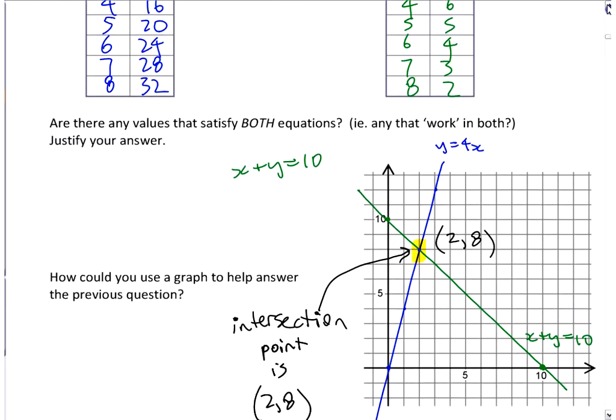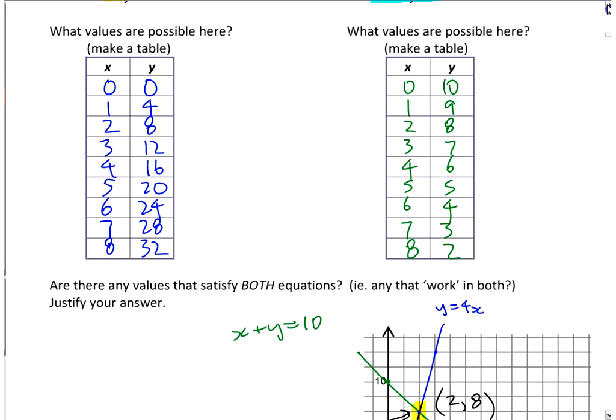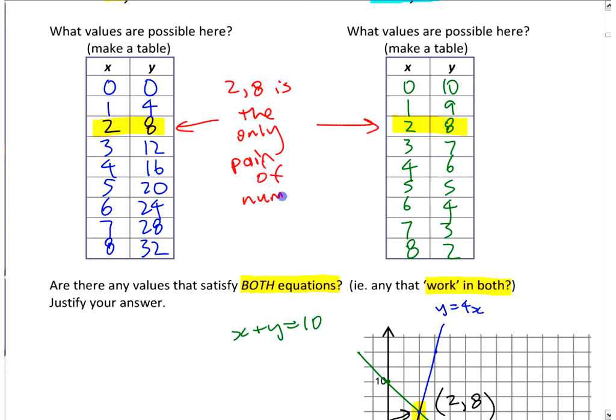If you look back at the table, the intersection point is the point that's on both of the lines. It's also right here, right? It's the only point that's in both tables. It says here, are there any values that satisfy both equations? As in, do they work in both of them? (2, 8) is the one that works in both. Okay? (2, 8) is the only point in both. It's the only pair of numbers that works in both.